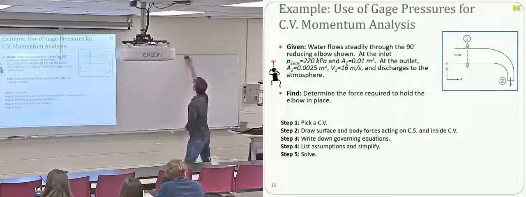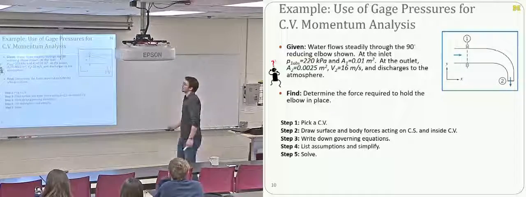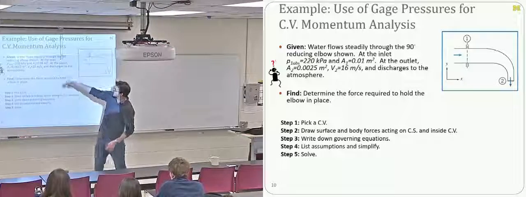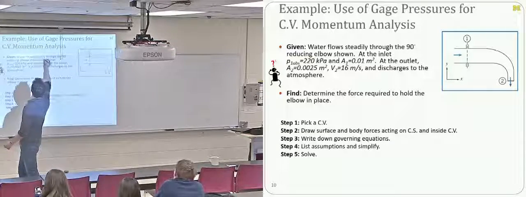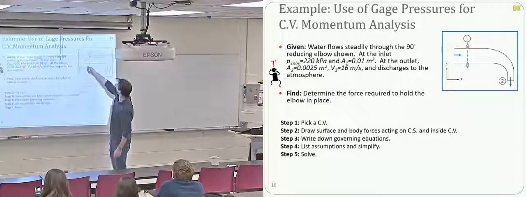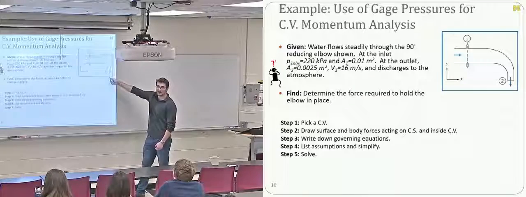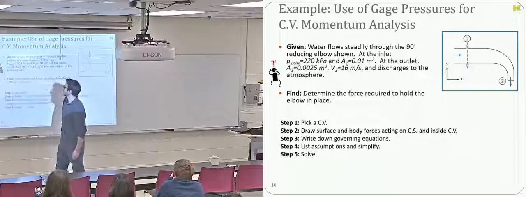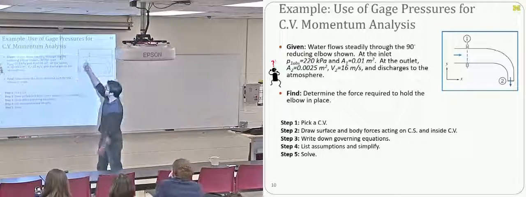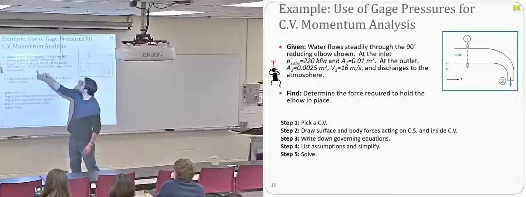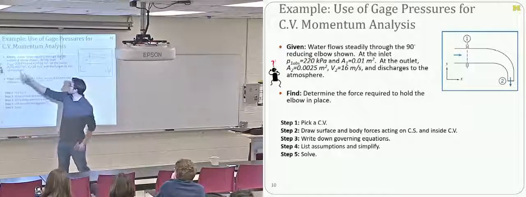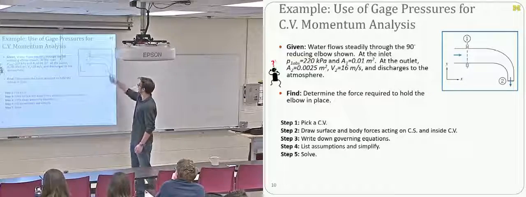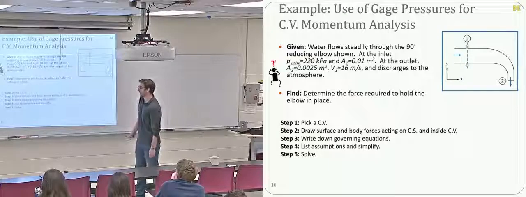So what we've got here is a pipe. We're going to assume we've got steady flow, right? Steady flow through a 90 degree reducing area elbow. At the inlet, we're given a pressure, 220 kilopascals here, and an inlet area. At the outlet, we're given an area and a velocity. And we know that it discharges into the atmosphere.